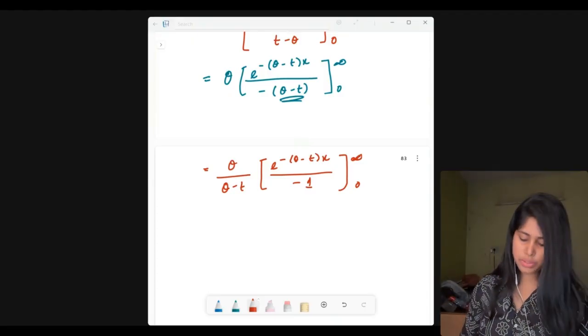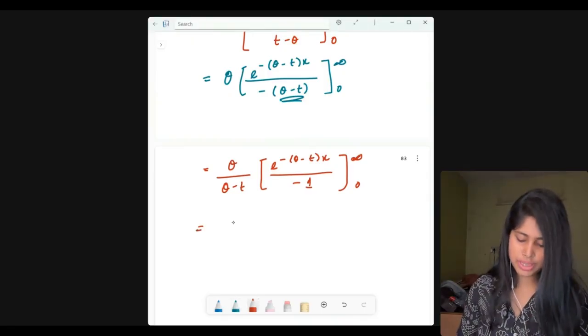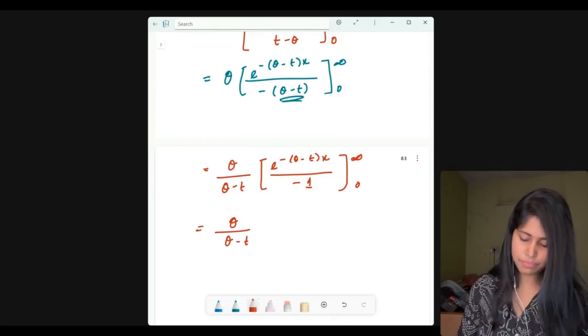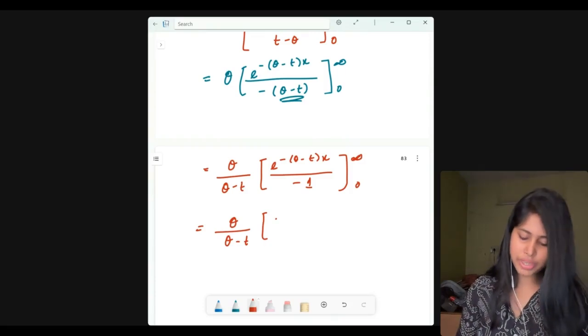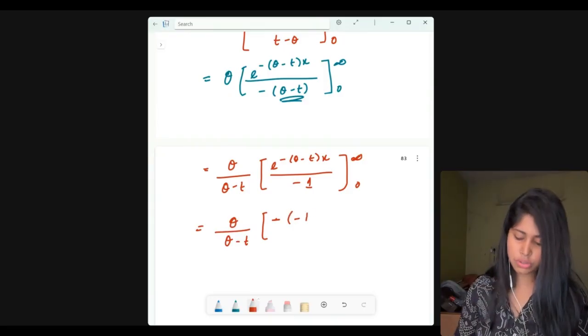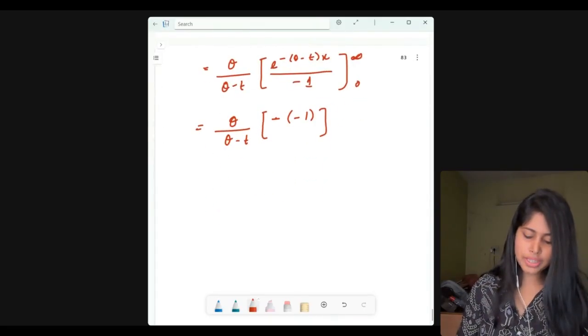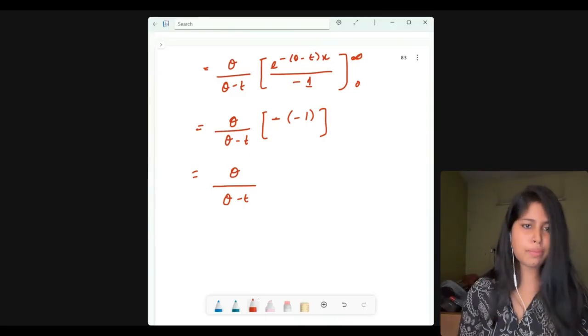So basically we will get here, okay, let me write with red pen only, theta by theta minus t, and it will be what? E to the power minus infinity will be tending to 0, so 0 plus 1, right? Because 1 by minus 1, it will be minus 1, and here we have a negative sign, so it will be minus minus 1, it will be 1. So basically, this will be theta by theta minus t. All right. So here we can see that we have got our MGF, right?